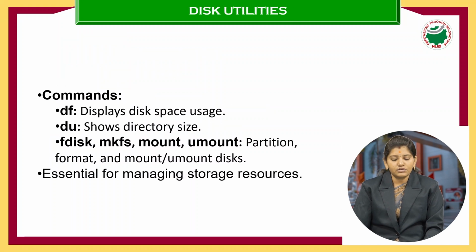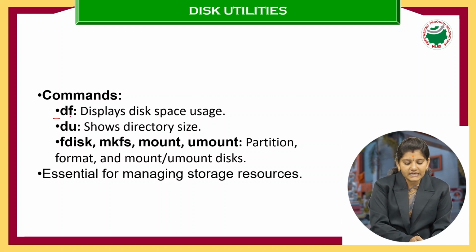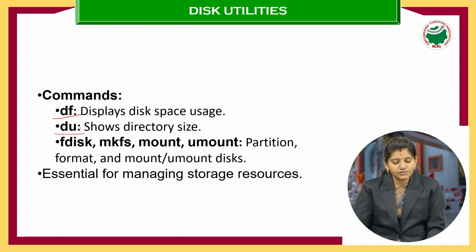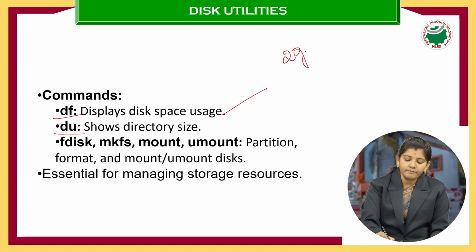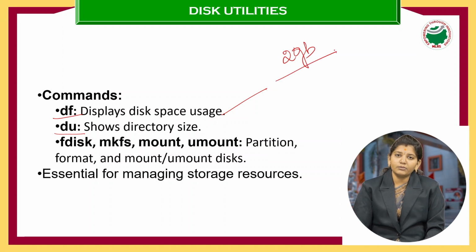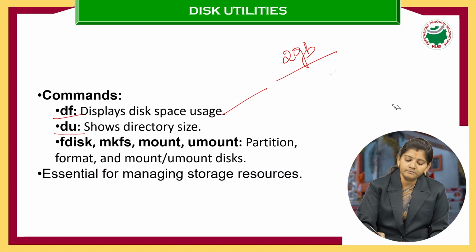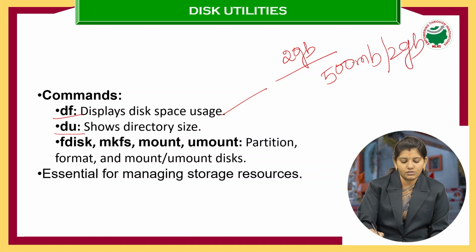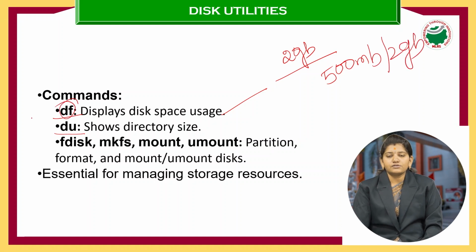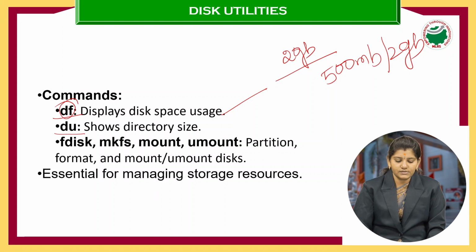Next one, disk utilities. Disk utilities are nothing but what is used to partition or to store the data in a particular format. Here we have different commands like the df command and du command. The df command is used to display the disk storage usage. For example, if you have 2 GB of data and you have used 500 MB of it, it shows 500 MB of 2 GB. So df displays the disk usage properties.